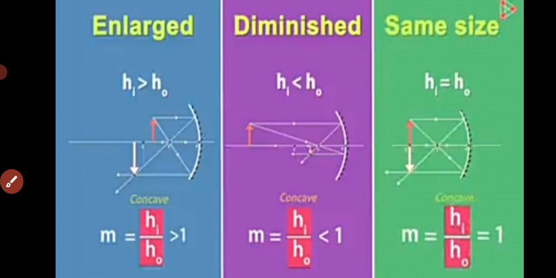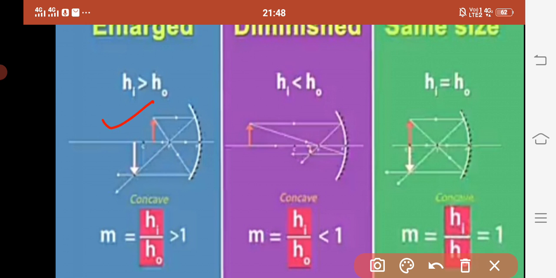So, the case in which the image is highly enlarged. Just look at this figure. In this case, this vertical up one is the object and the downward inverted one is the image. So now here the height of the image is greater than the height of the object. So m is equal to hi upon h naught, which is the ratio of height of the image to the height of the object. Now since hi is greater than h naught, therefore magnification will be greater than 1.